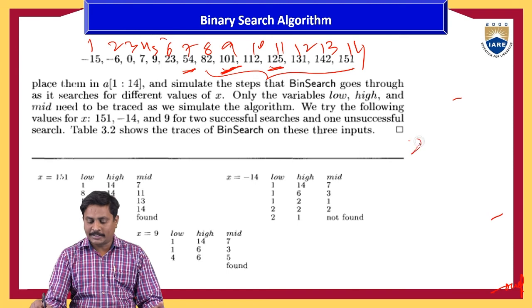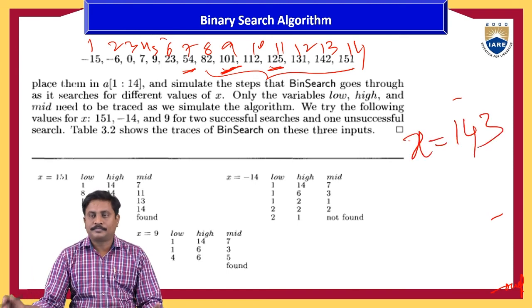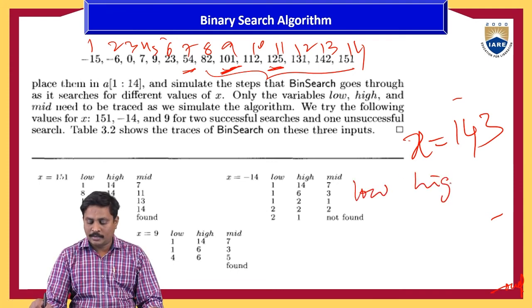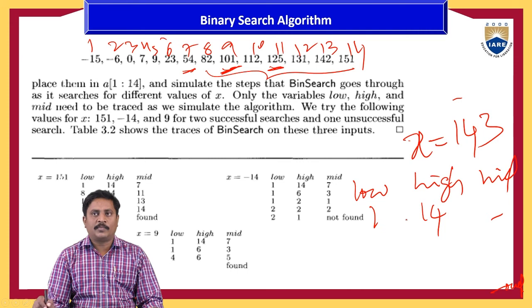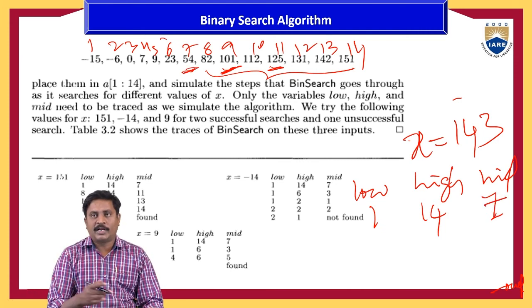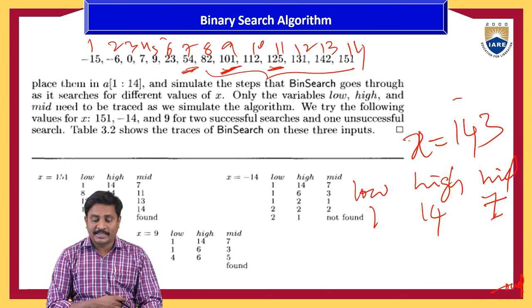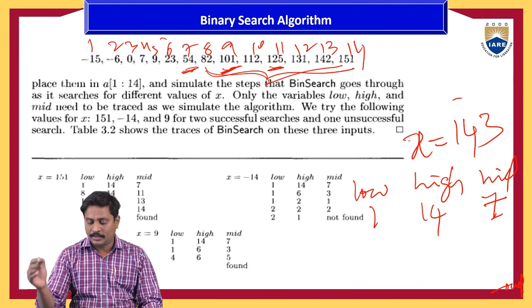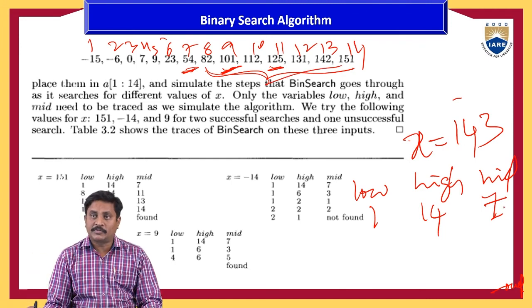For example, we'll take X equal to 143. So, low value, high and mid. Low value is the first position. High value is the 14th position. 1 plus 14 by 2, the mid value is 7. 143 compared with the 7th position value. 143 is not equal to 54. 143 is greater than 54, which means it lies in the right subarray. So the right subarray starts from mid plus 1 to high. Mid 7 plus 1 is 8 to 14.